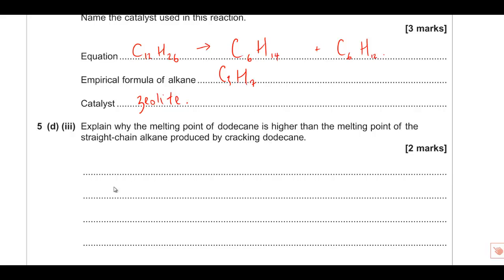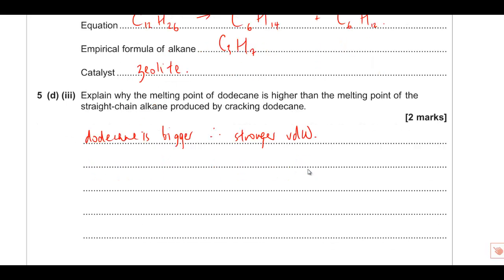5D, part 3. Explain why the melting point of dodecane is higher than the melting point of the other molecule. Right, okay, so dodecane is bigger. Because it's bigger, therefore, stronger van der Waals. Boom, intermolecular forces increase with size. The bigger they are, the stronger the intermolecular force, particularly in the van der Waals case.